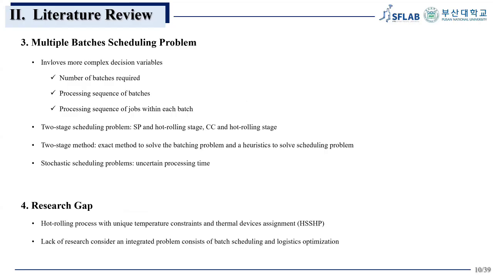They also consider the stochastic scheduling problem, which takes into consideration uncertain processing time. However, we found that there is a research gap in the existing research on the hot rolling process: usually they did not consider the temperature constraint and also the thermal device assignment. And also, there is a lack of research that considers an integrated problem of batch scheduling and logistic optimization at the same time.